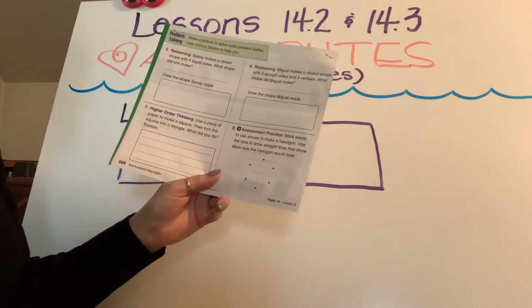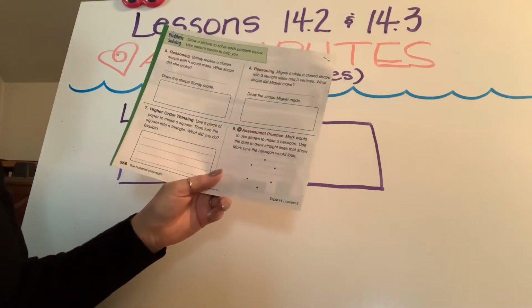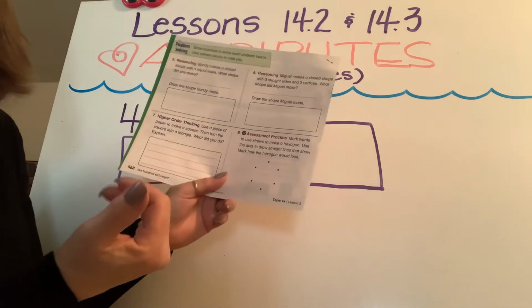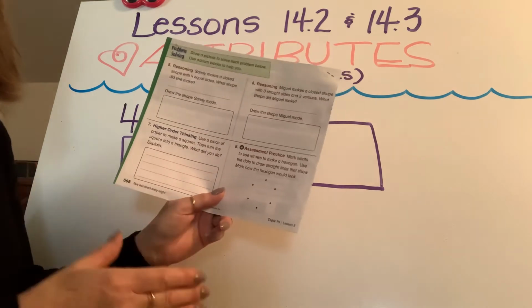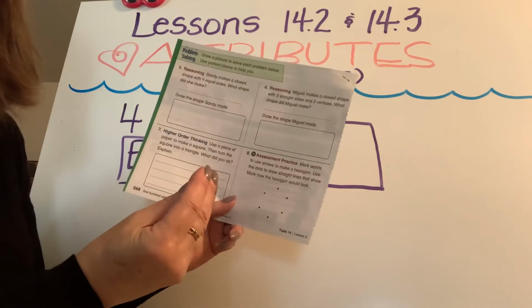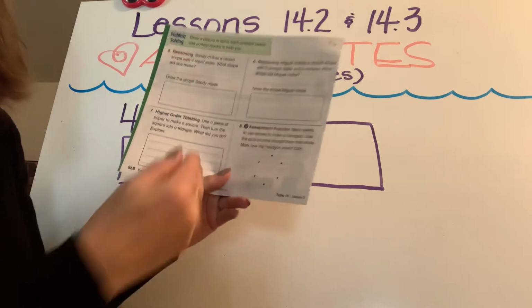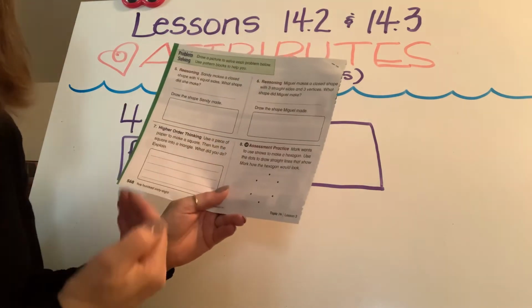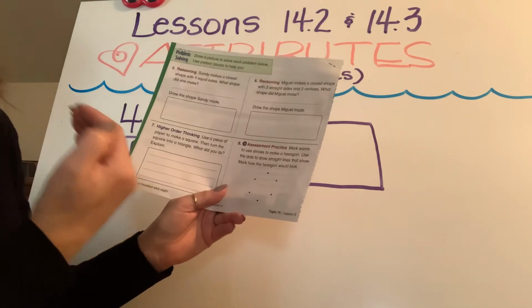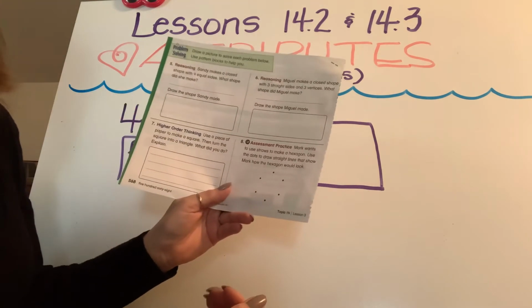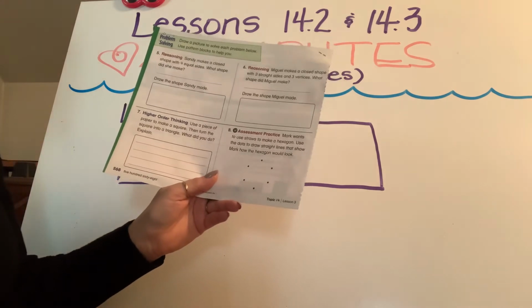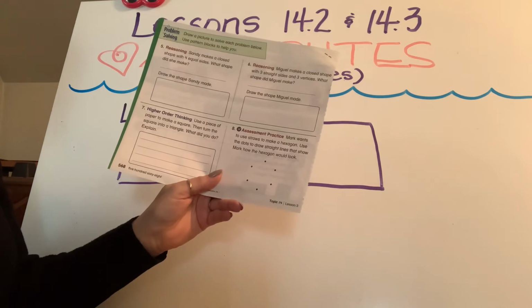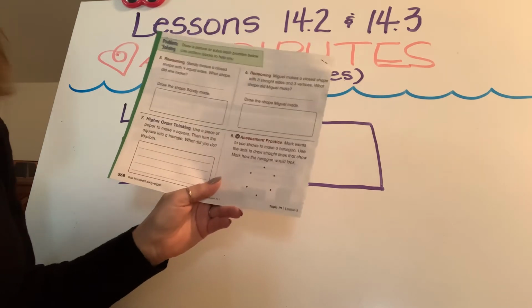Isaiah. Miguel makes a closed shape with 3 straight sides and 3 vertices. And remember, that's kind of funny to us now because we know if it has a straight side and it's closed, those sides have to go to a point or a corner, which those are always going to be equal. If it has 3 sides, it's going to have 3 vertices. What shape did Miguel make, Isaiah? Oh, I love it. Triangle.